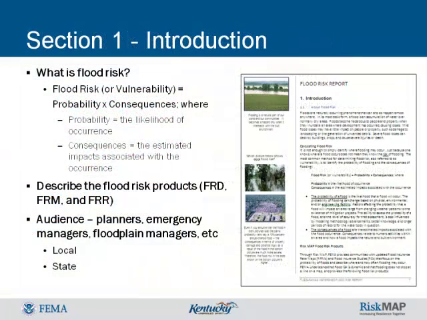It is not enough to simply identify where flooding may occur. Just because one knows where a flood occurs does not mean they will know the risk of flooding. The most common method for determining flood risk, also referred to as vulnerability, is to identify the probability of flooding and the consequences of flooding. In other words, flood risk or vulnerability equals probability times consequences, where probability is the likelihood of occurrence and consequences are the estimated impacts associated with the occurrence.